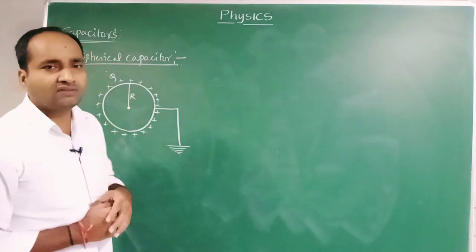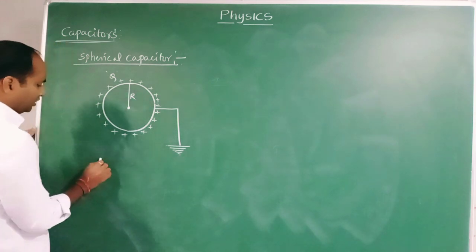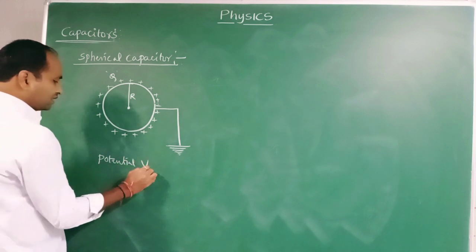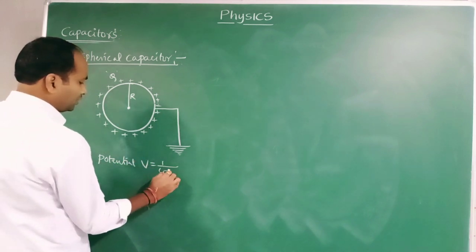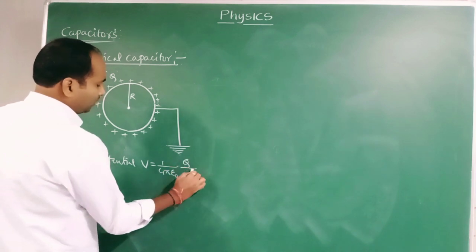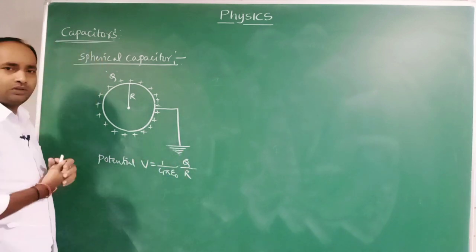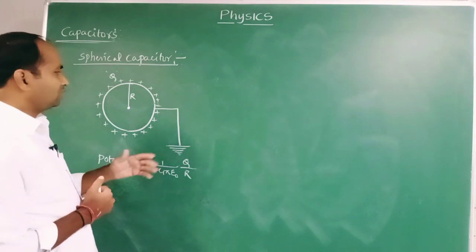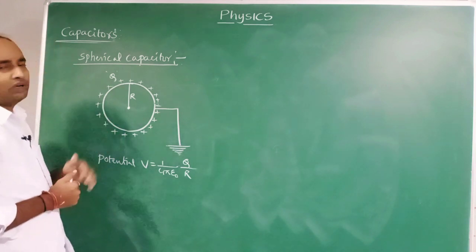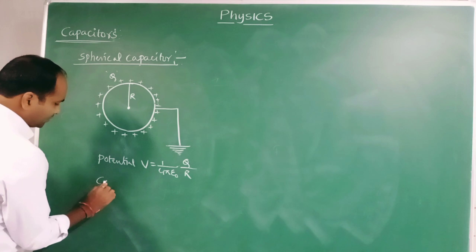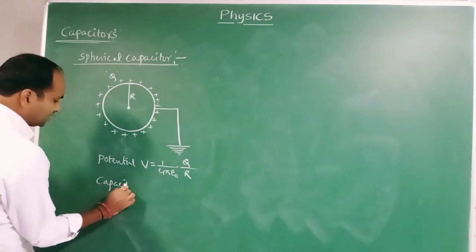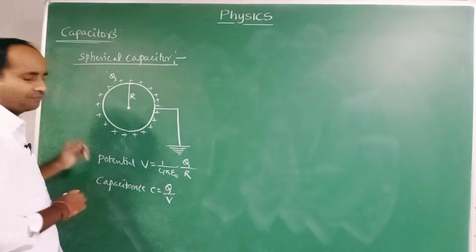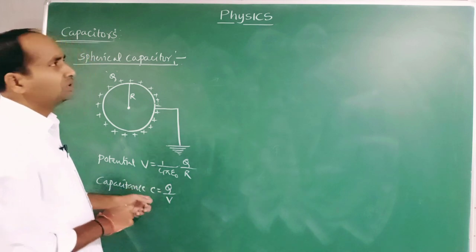Now what is the potential of the sphere on its surface? Potential V is equal to 1 by 4 pi epsilon naught, Q by R. This is the potential of the sphere. But we need to find the capacitance. What is capacitance? Capacitance C, we know that C is equal to Q by V.